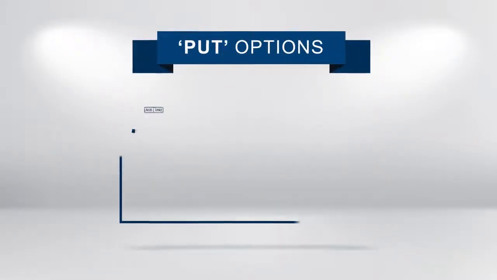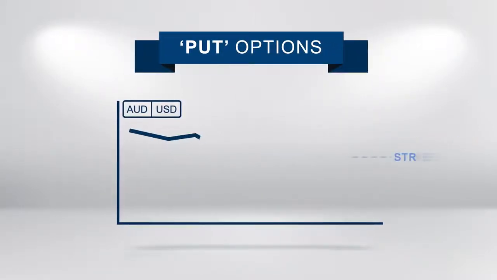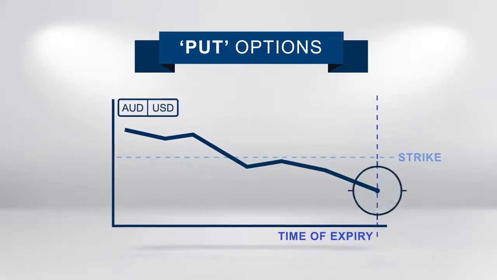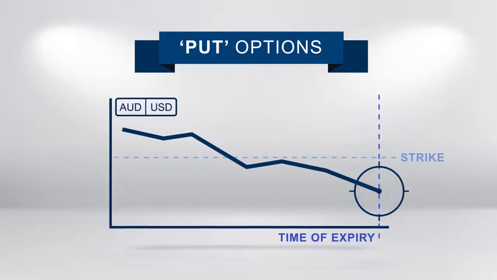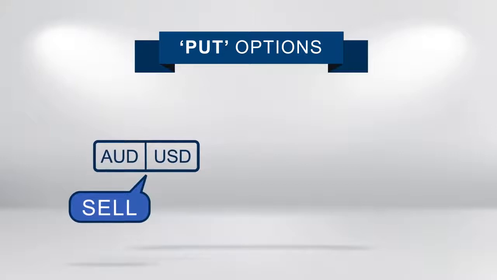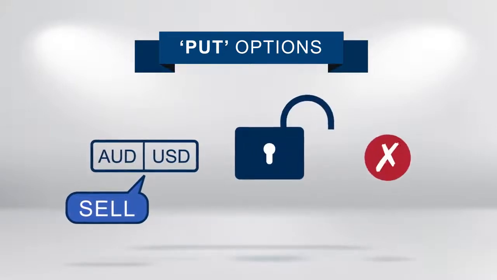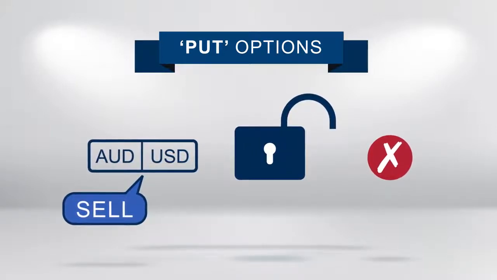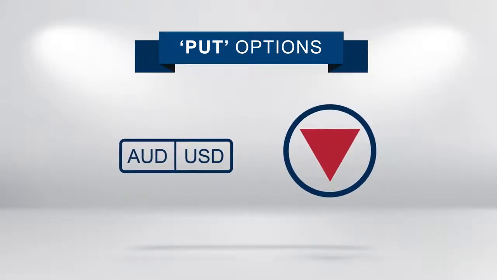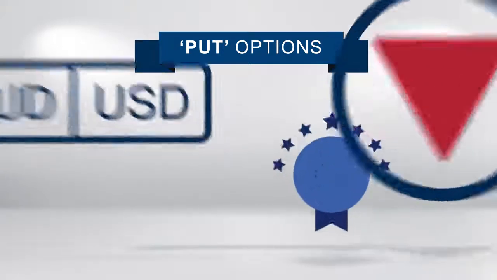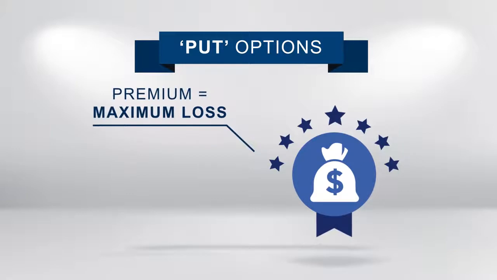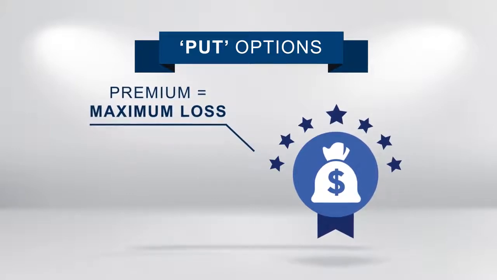A put option is a contract that allows the investor to sell the underlying currency pair at the strike price when the option expires. So this is the exact opposite of a call option. This is an option to sell the currency pair and not the obligation. Put options can therefore be applied to express the view that a specific currency pair will trade lower. And again, the maximum loss on the option is the premium paid. The potential profit, on the other hand, is unlimited.